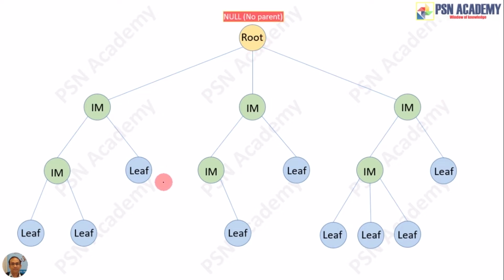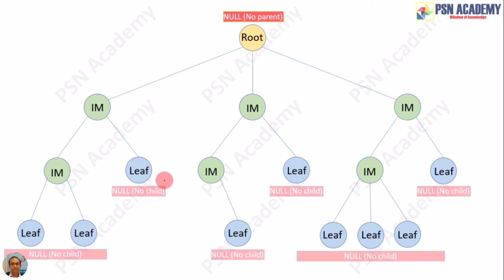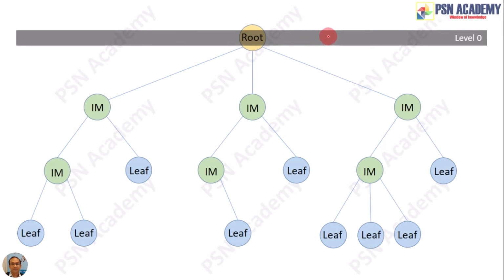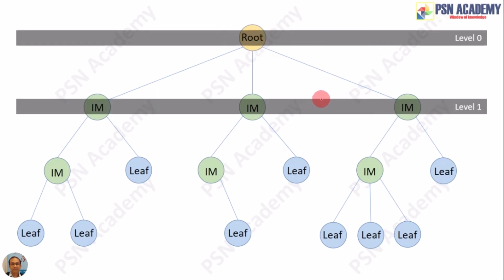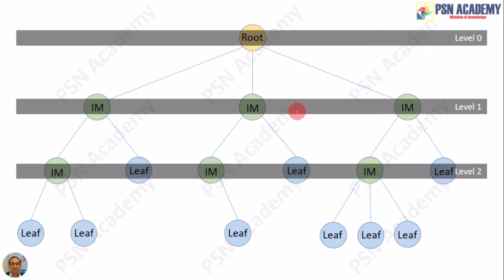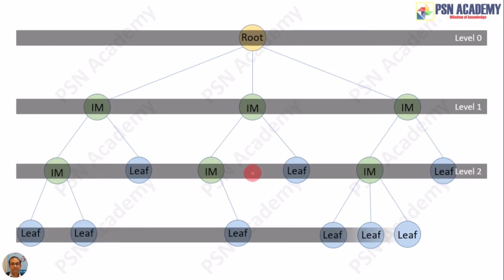If you have a node with no children, but it has a parent, then that node is a leaf. So you can see that these blue nodes here are without children, but they have got one parent, right? And in case of intermediary nodes, they have both a parent and at least one child. This is called level, more specifically level 0. In level 0, we have one node and that is your root. This is level 1 and we have 3 nodes there. In level 2, we have 6 nodes, and in level 3, we have 6 nodes.